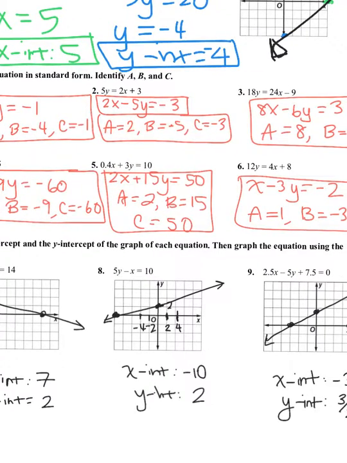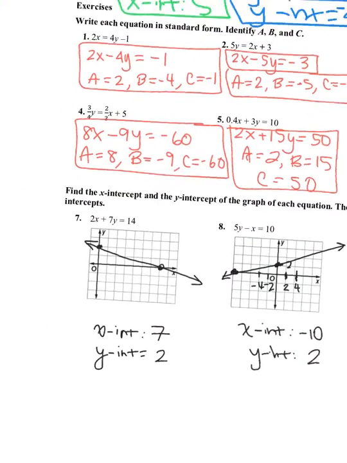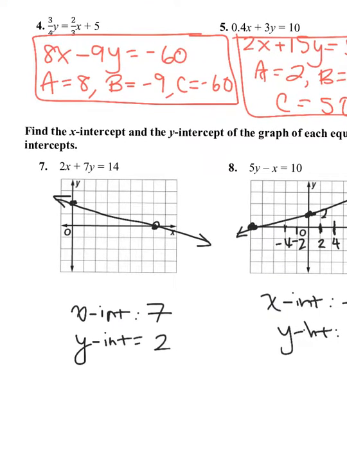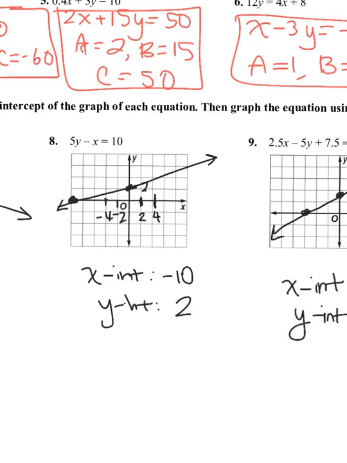Number 5, we have 2x plus 15y is equal to 50, a is 2, b is 15, and c is 50. And number 6, we have x minus 3y is equal to -2, a is 1, b is -3, and c is -2. All right, going to number 7, we have the x-intercept of 7, y-intercept of 2, and that's the graph. The answer for number 8, the x-intercept is -10, y-intercept is 2.